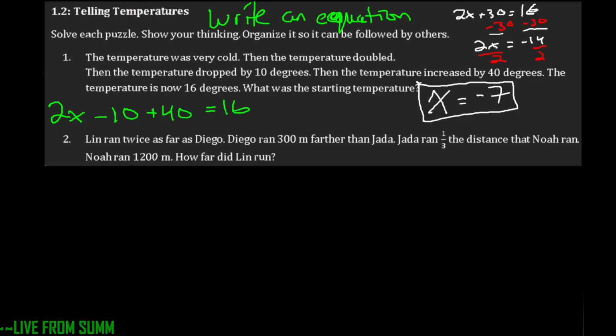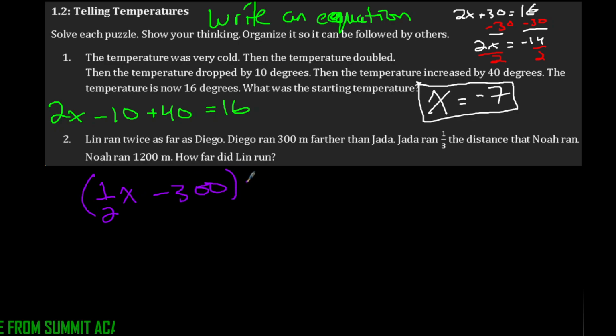So like I said, we're going to do it inverse with this one. Let's do purple this time. Let's say if we have 1/2. So let me write this out. Give me 1 second. All right, so we have 1/2 times x minus 300, times 3, and we're going to say that's equal to 1,200.